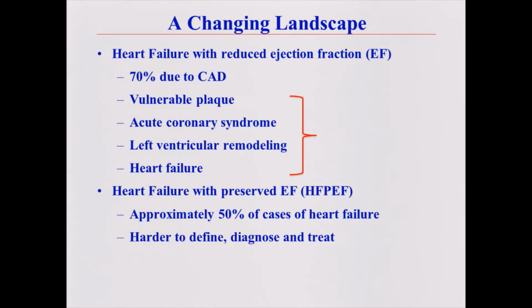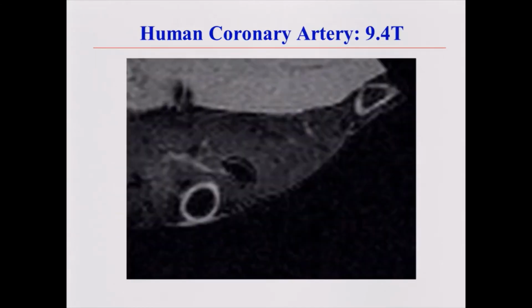So the question to us then is, how do we image and intervene in this cascade? Detect vulnerable plaques, prevent acute coronary syndromes. If an acute coronary syndrome happens, how do we prevent ventricular remodeling? Matthias alluded to that very nicely. And ultimately, how do we prevent heart failure?